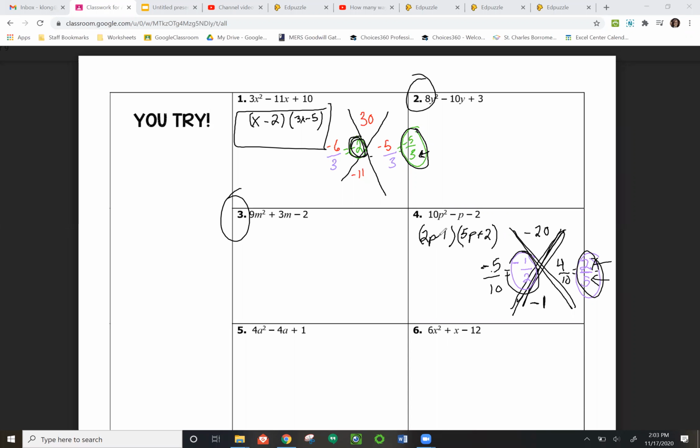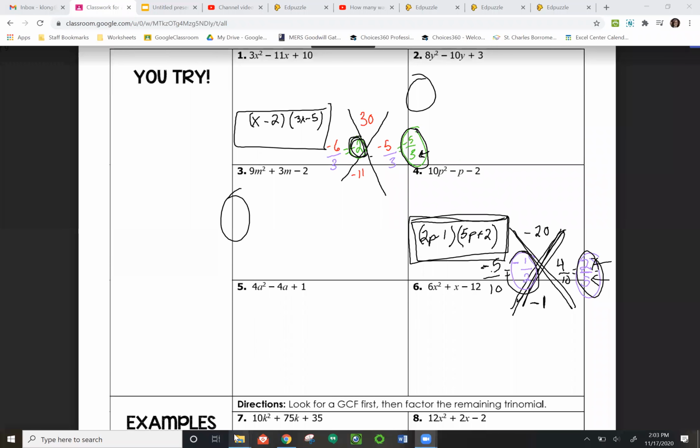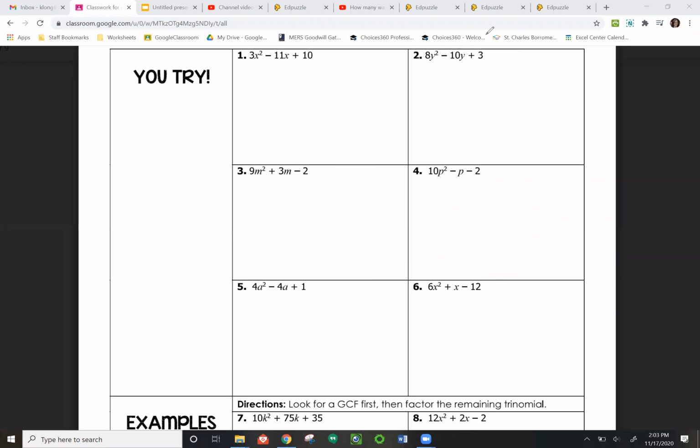If you're uncertain about your answer, check it by simplifying. You'll distribute and combine your like terms. Okay, let's see. And I'm going to go ahead and do number 5.